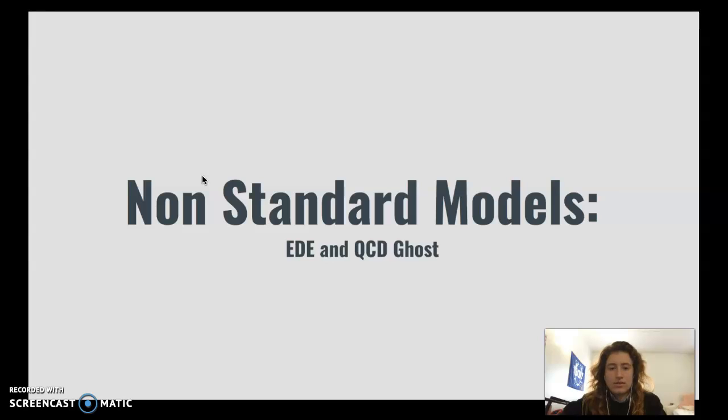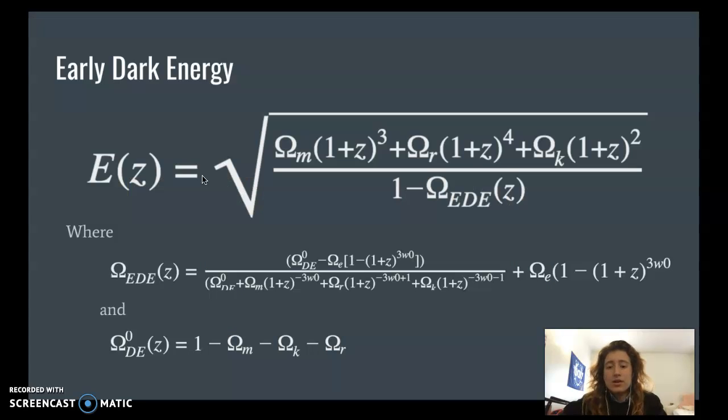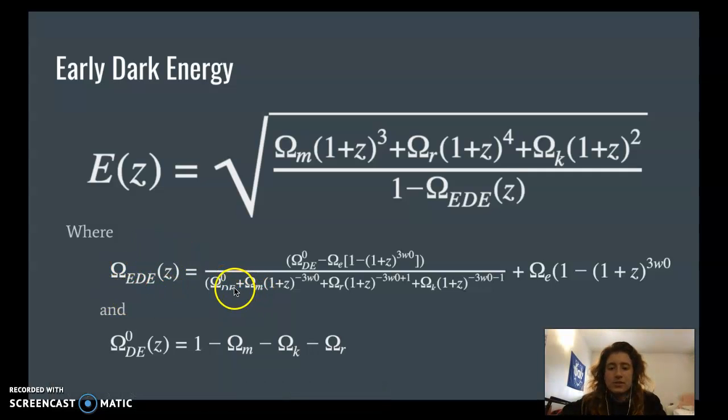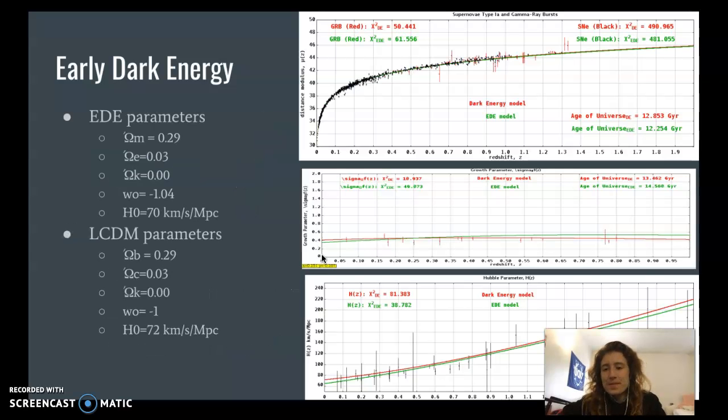So the non-standard models that we explored here were the early dark energy model, which is different as it has this asymptotic early dark energy function, which we have our present dark energy included here and here, and then we have this early dark energy that we subtract from it that makes it a little different than a constant.